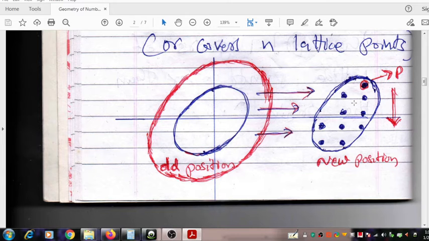Going by translating, you can keep translating the M set further. Thus, now we have reached a position where we have a lattice point. We have an M set, and that M set contains at least one lattice point on its boundary.